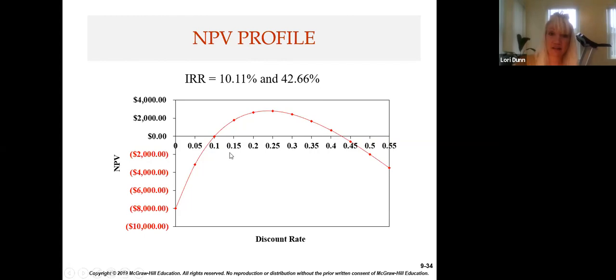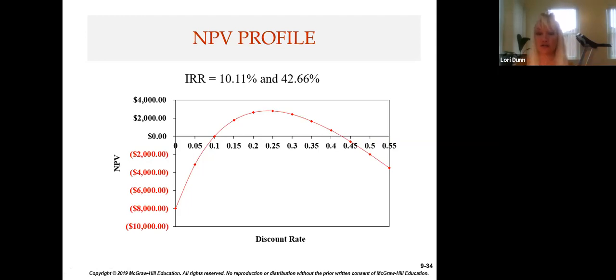Now, remember what I said. Our decision-making criteria was, well, if the internal rate of return is not 15%, we're not going to take this. Well, that's not true. The internal rate of return, where net present value will actually be positive, is over this entire range of rates. So if our required rate of return is between 10 and 40, almost 43%, we should accept this project. So you can see just taking that initial 10.11, no good.